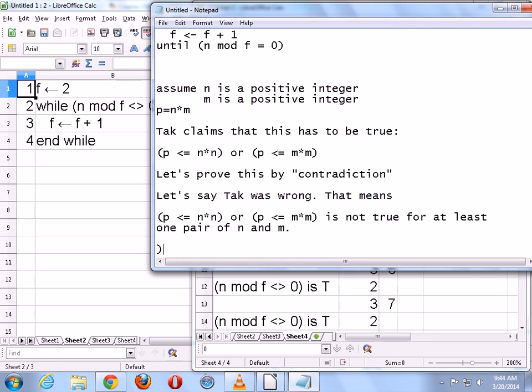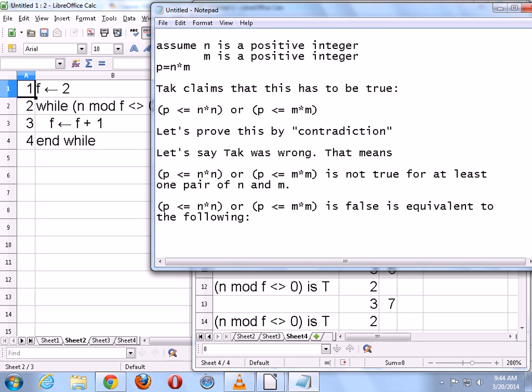Let me just go step by step here. So "p is less than n times n, or p is less than or equal to m times m" is false, which is equivalent to the following. Is that saying p is less than or equal to n times n, or just less than? Is that stating that p is less than or equal to n times n, or p is less than or equal to m times m? Yep. But I'm claiming that it is false.